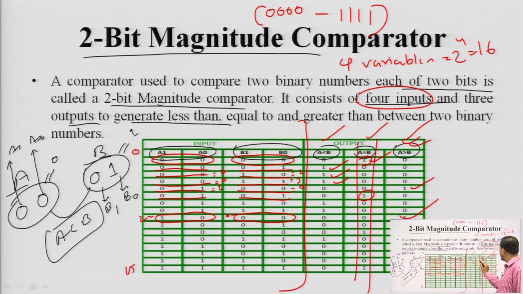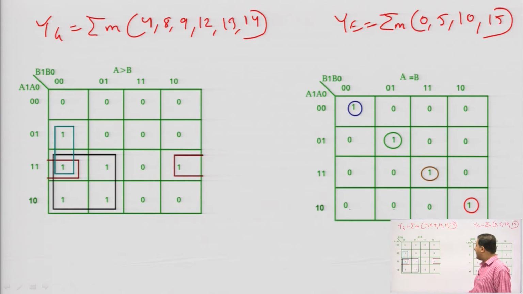We are getting 1 here. So, this is 0, this is 5, this is another one, this is 10 and another one is for 15. So, only 4 ones we are having. Okay. So, now let us do the K map.